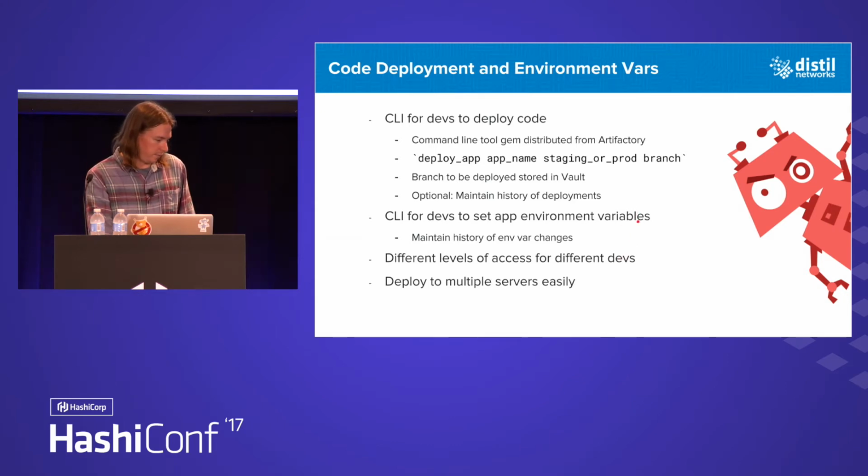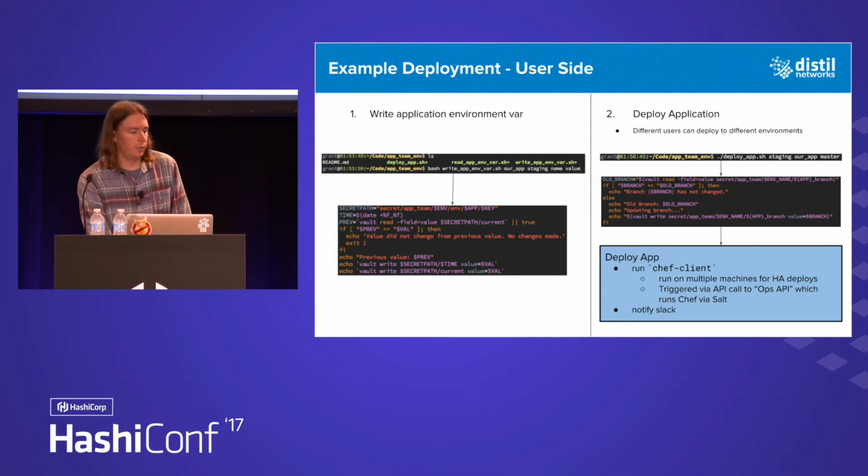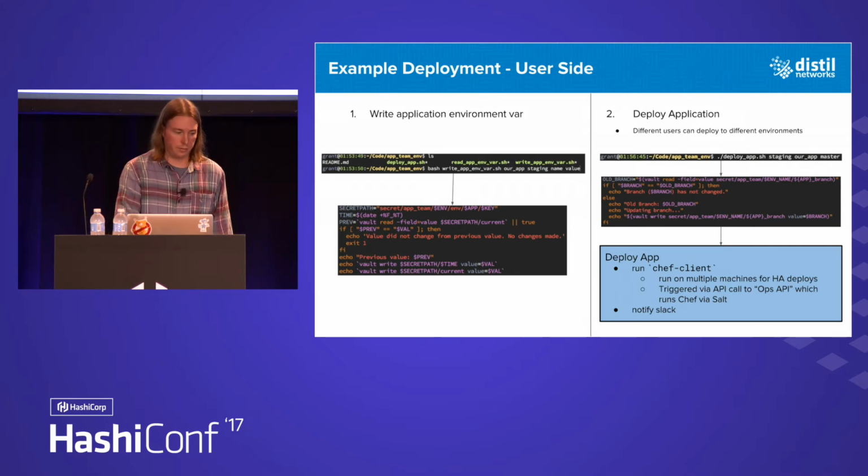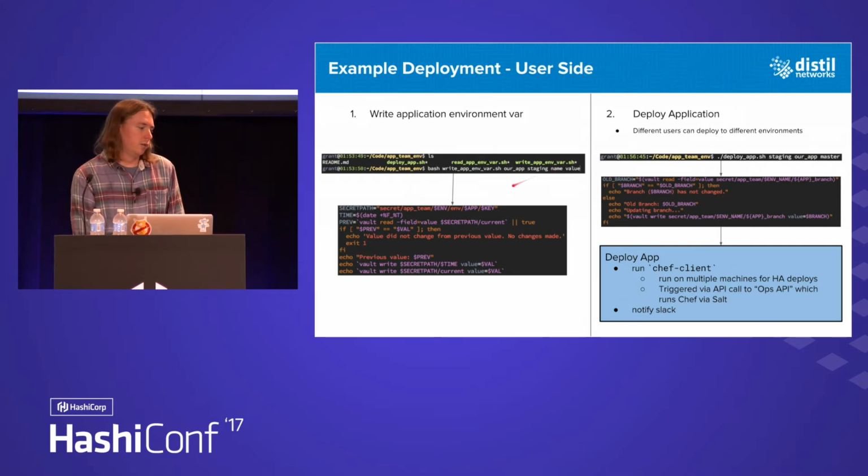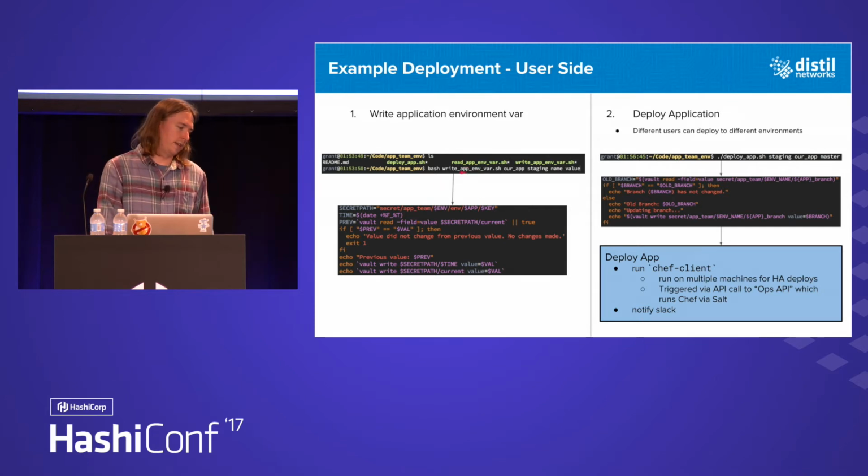So I talked about different levels of access, and it's really easy to deploy to multiple servers. I can just put that as part of this deploy process that just SSHs into them and runs them, or you can do it through Ops API and run them there. So I'm going to go over some of what the actual code looks like for these cases. Here's what the example call would look like.